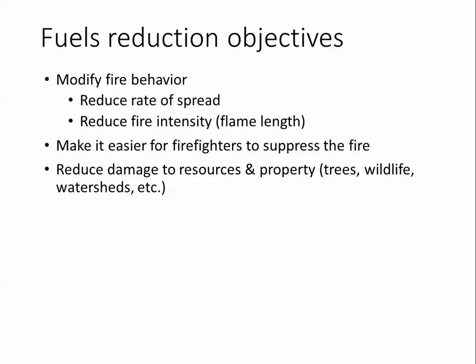A key objective is to reduce the rate of spread of a wildfire and the intensity of that fire. This makes it easier to suppress the fire if needed and reduces the amount of damages to property and resources. For example, after a fuels treatment, a fire may burn through a forest and kill some small trees while only scorching the bases of larger trees, leaving them alive and intact.